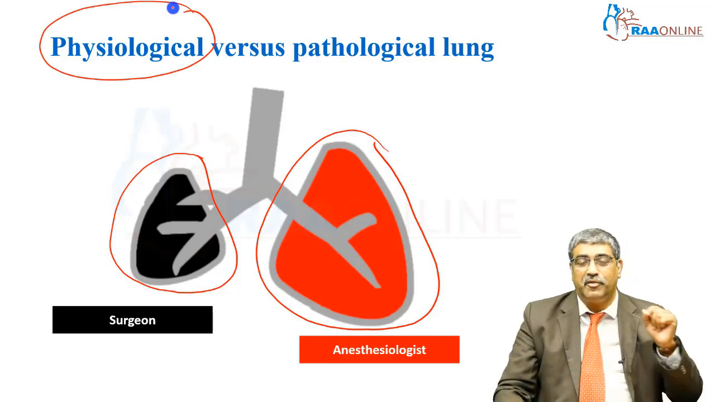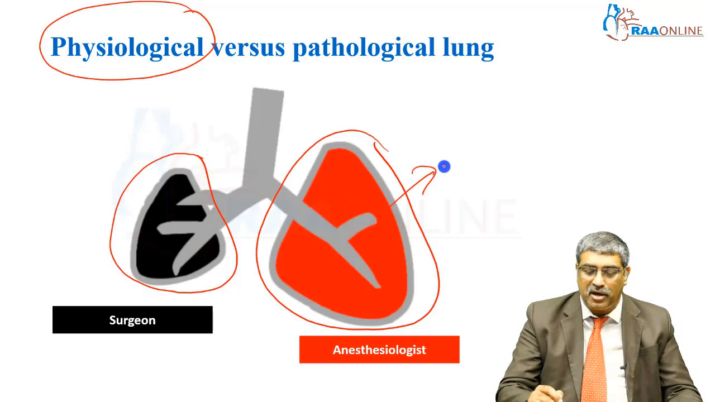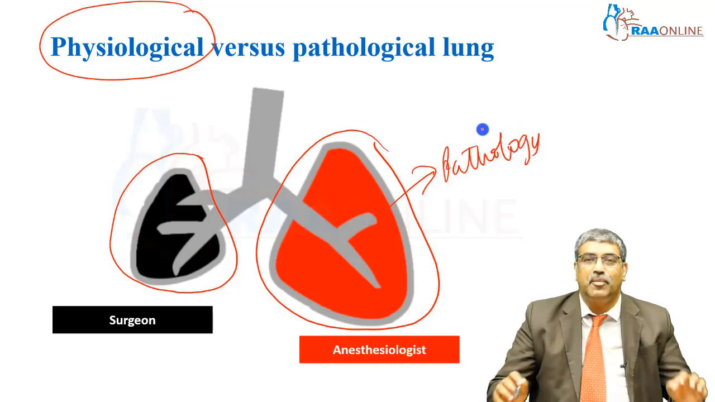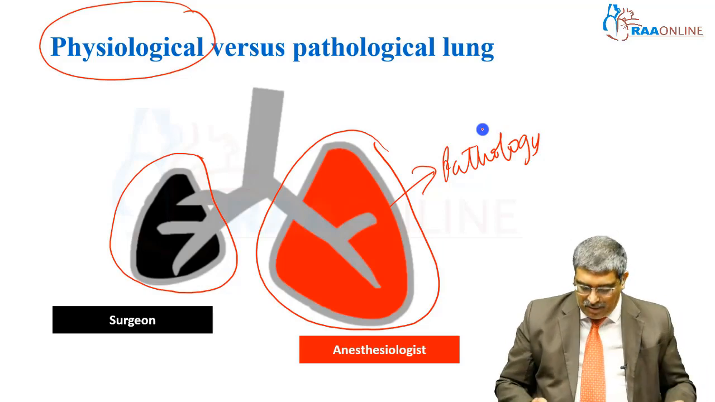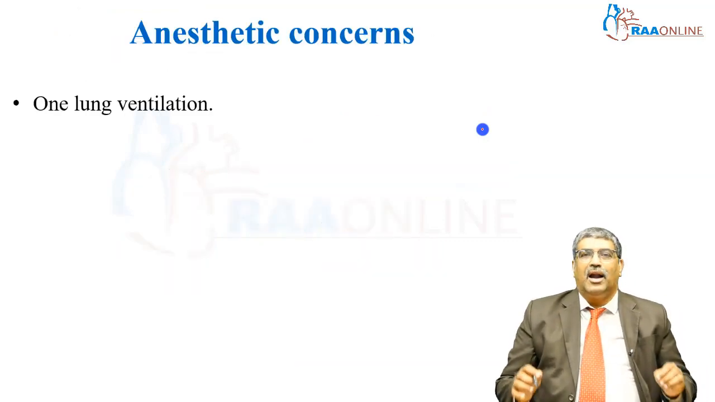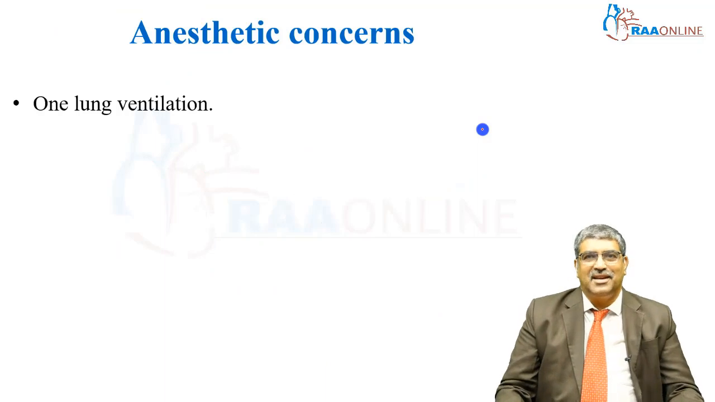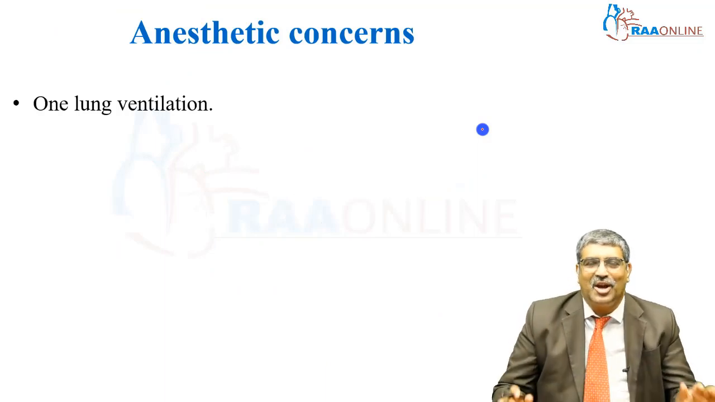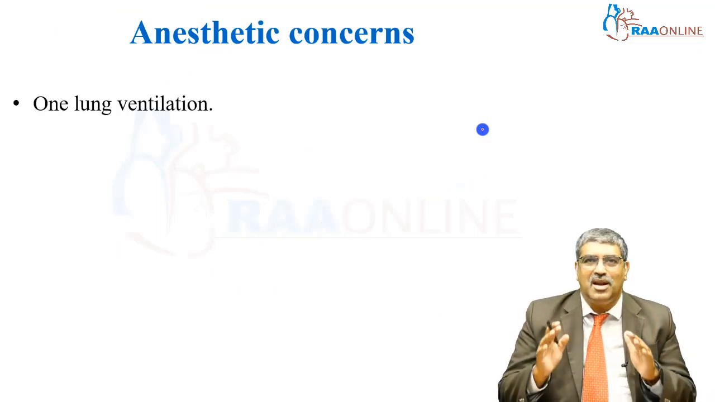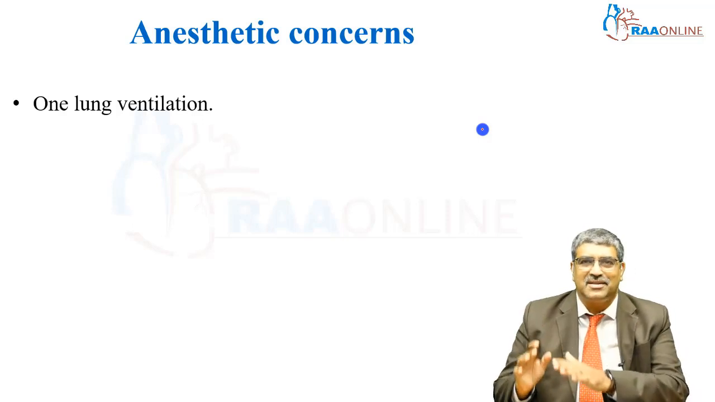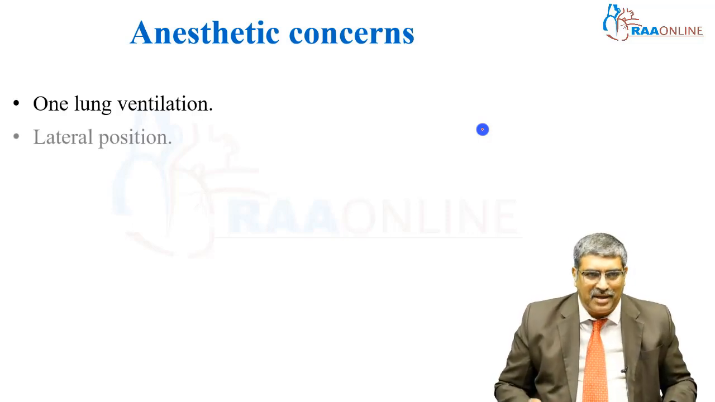That is very, very important. If you make a mistake, it will automatically go into pathology. So, you have to be very careful, and the margin of error is very, very minimal. And what are your concerns? Here, first thing is you have to isolate the normal lung properly so that the saturation and other things are maintained.